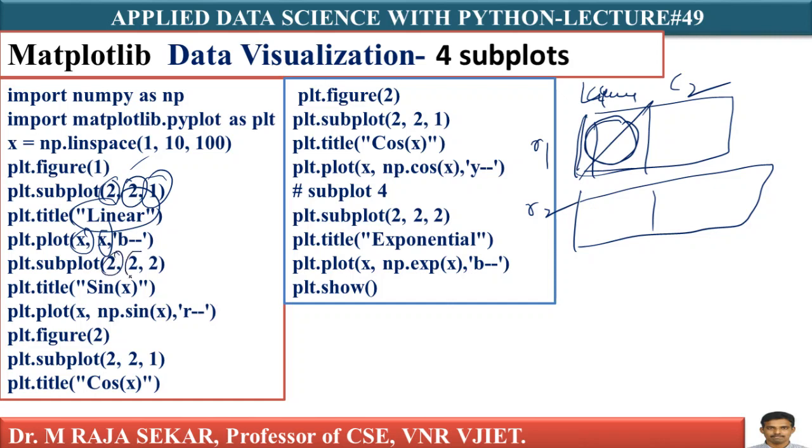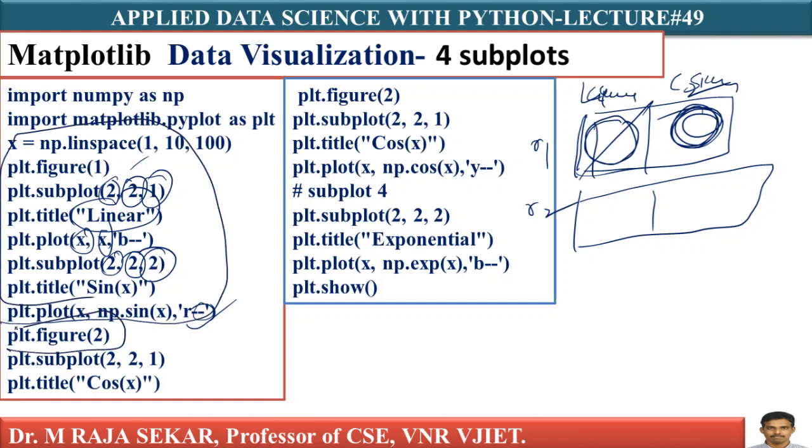Again, 2 rows, 2 columns, in which figure 2. This is my figure 2. Here plt.title, you will get sin x. plt.plot(x, np.sin(x)). You are plotting that one with the red color, with the hyphen symbols. Isn't it? This is about plt.figure 1.